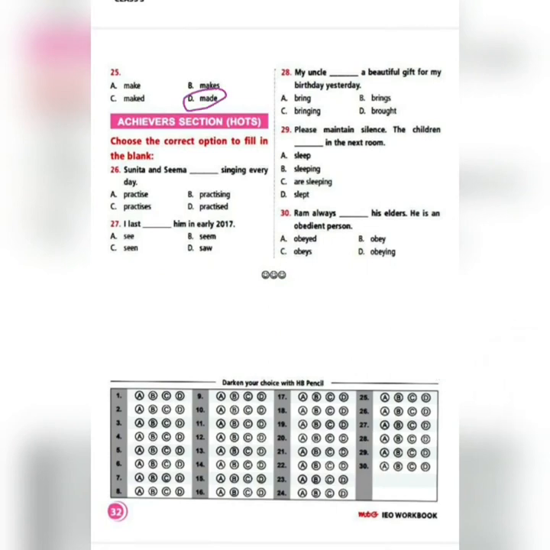Next is the achiever section, that is a mixed type of section. Choose the correct option to fill in the blanks. Number 26, Sunita and Seema practice singing every day. Option A. 27, I last saw him in early 2006.